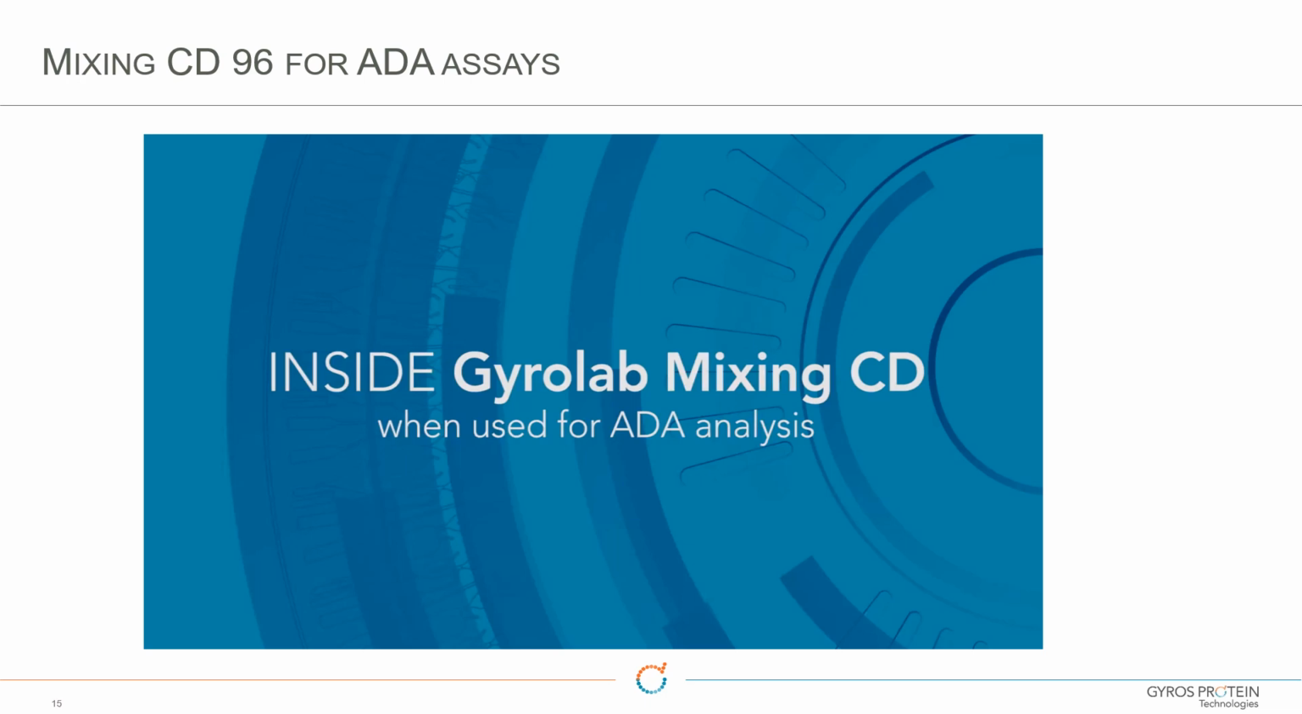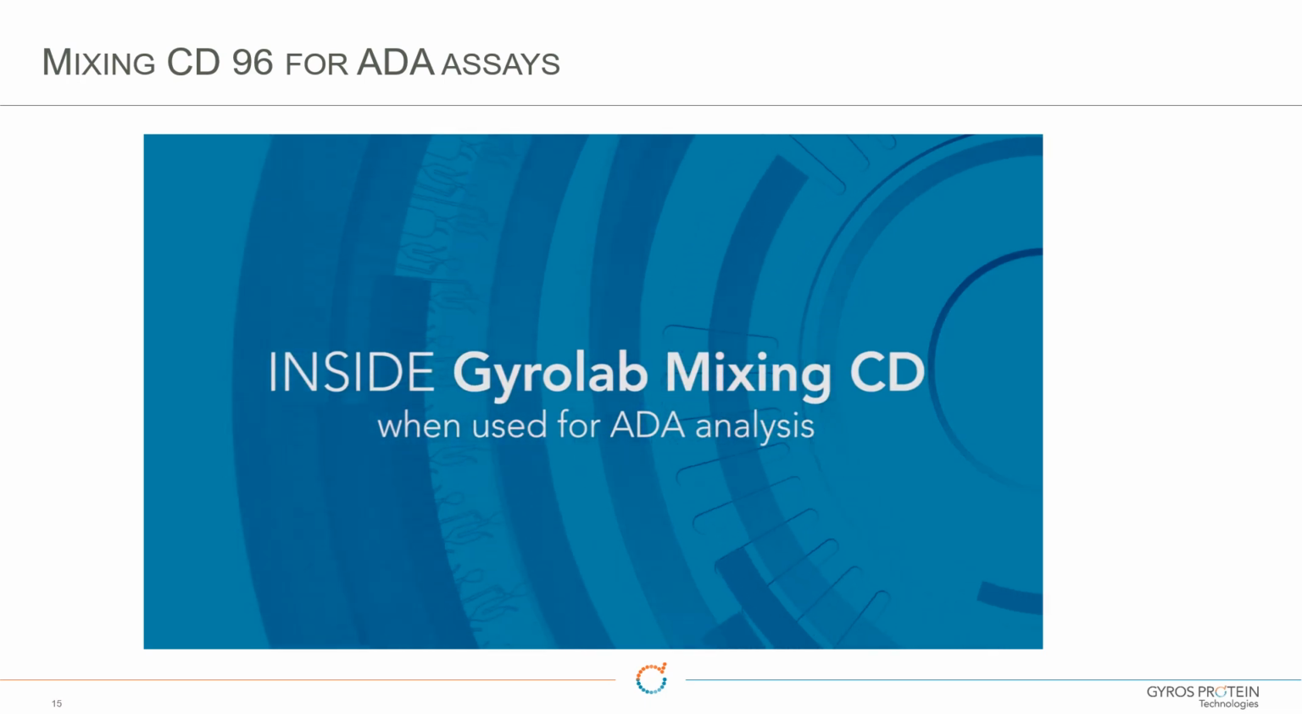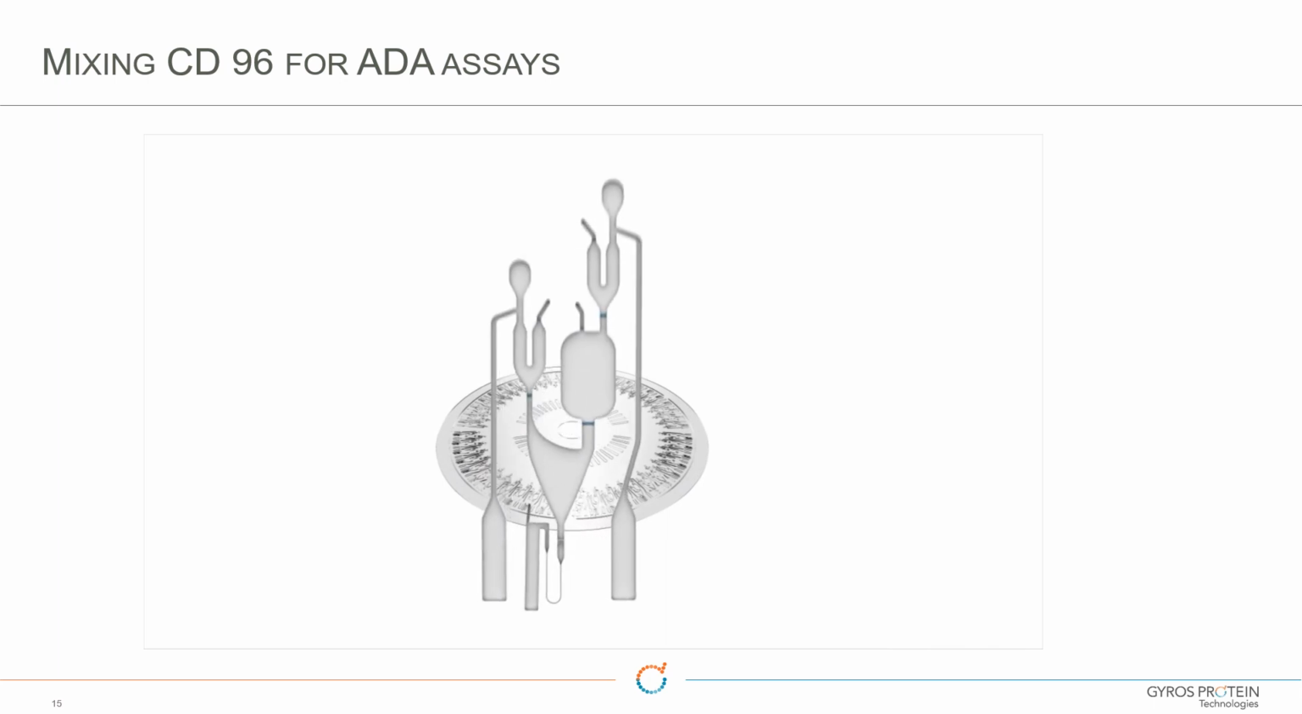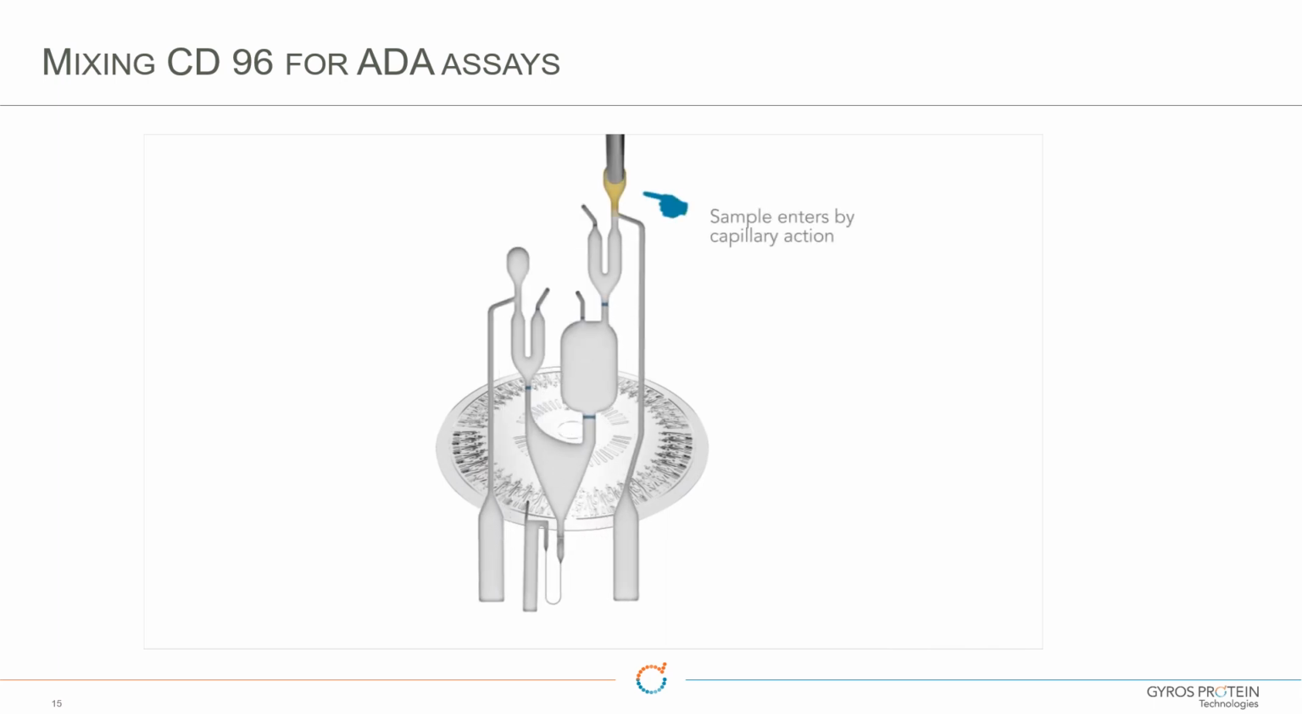So what we've got here is an example of what's going on inside the mixing CD. This provides a really nice workflow for automating the acid dissociation to help with that drug tolerance issue that we were discussing. Let's take a look at this little animation. Here you can see our mixing CD, and it's got the same 15 nanoliter affinity capture column, but it's connected to some extra plumbing.